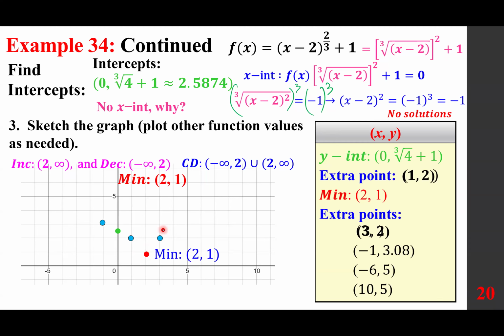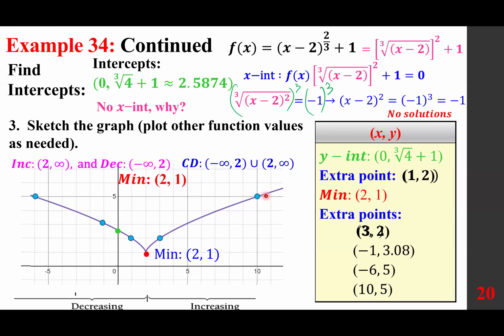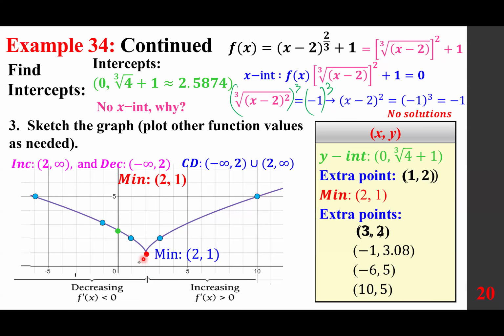What else do we have? Minus 1, 3.08. Minus 6, 5. This is minus 5. So minus 6 is here. 5 is up here. 10 is here. Putting them all together, we notice the function is decreasing here, increasing here, concave down, also concave down. So this is not a point of inflection because concavity does not change.